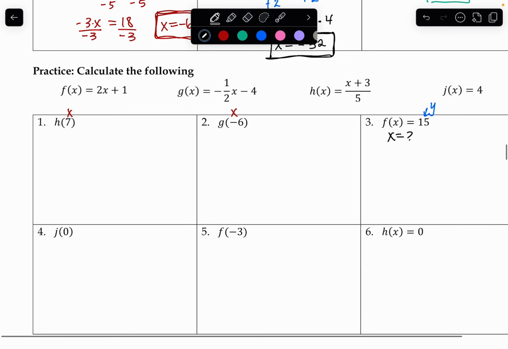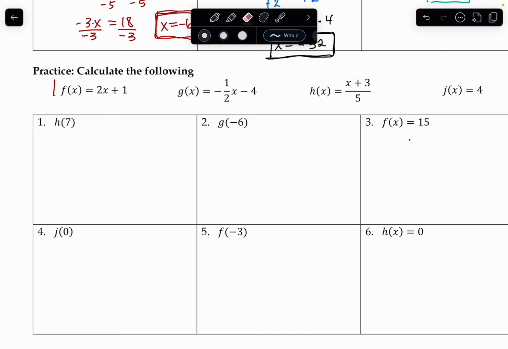Okay, and so looking at number 1, I'm going to color code these. And so let me get rid of all that. Okay, so I am going to make f of x red, g of x blue, h of x green, and we'll make j of x gray. Okay, so our first problem says h of 7.